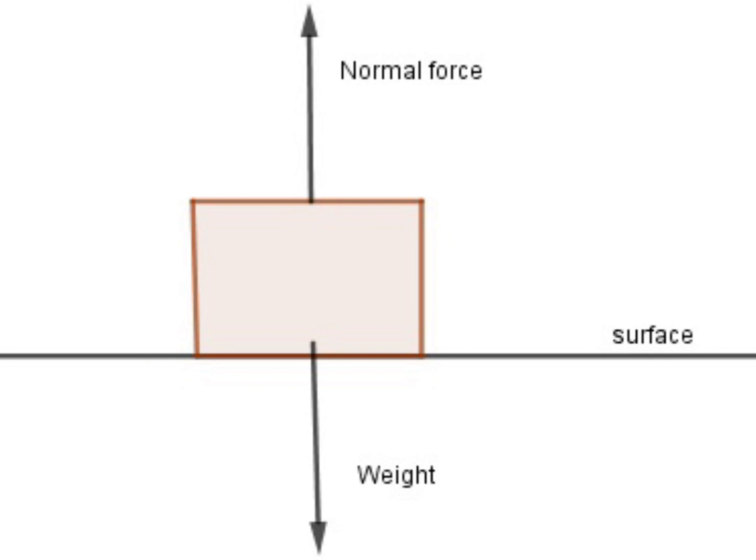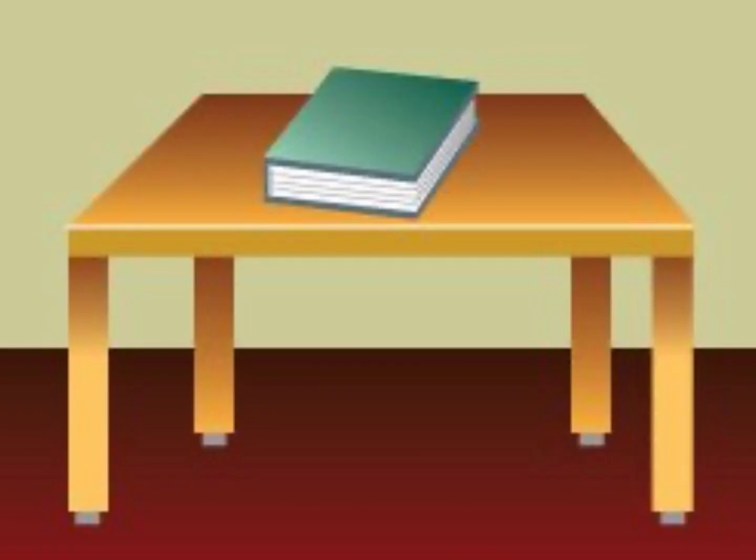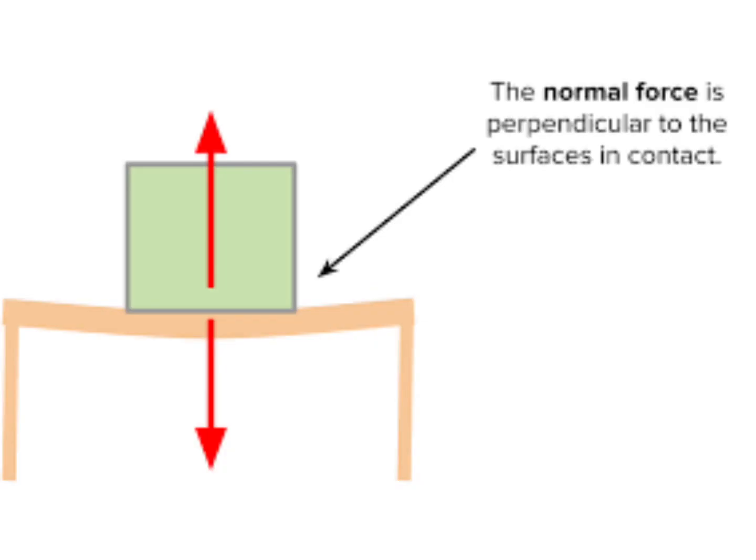The normal force is the force that a surface exerts on an object in contact with it, perpendicular to the surface. For example, if you place a book on a table, the weight of the book is acting downwards, but the table is pushing back up on the book with an equal and opposite force. This is the normal force.